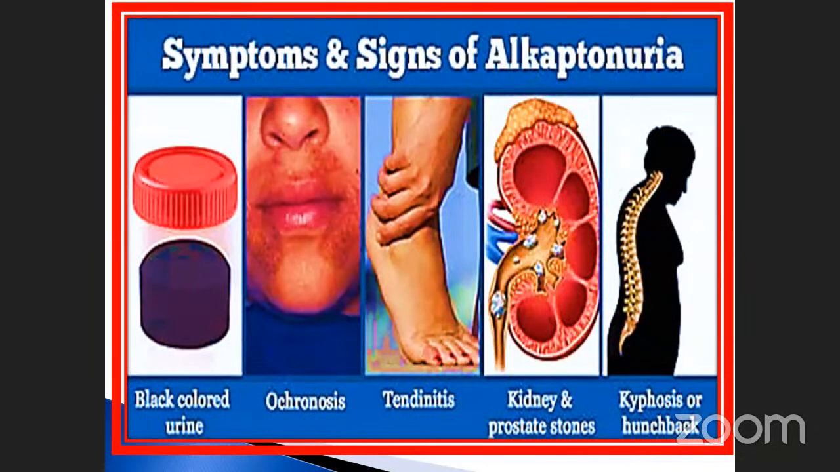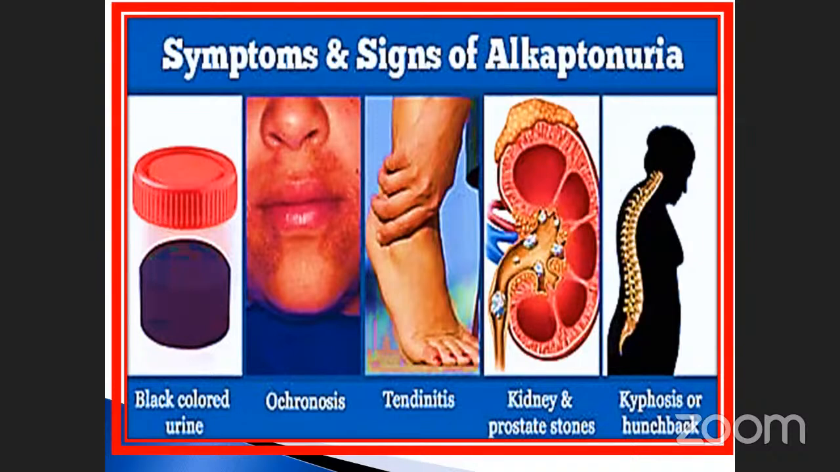See that this is the symptom and sign of alkaptonuria: black colored urine. When the urine is collected, at that time it will be pale yellow in color. After that, it is exposed to the atmosphere and turns from pale yellow to black in color. Another one is called ochronosis. See that the mouth part will be like this. There are small patches, just like a wound or pimple-like structures, formed on the mouth parts only.